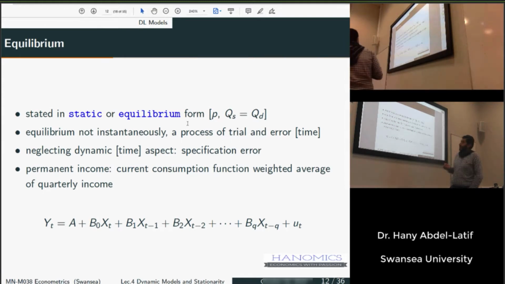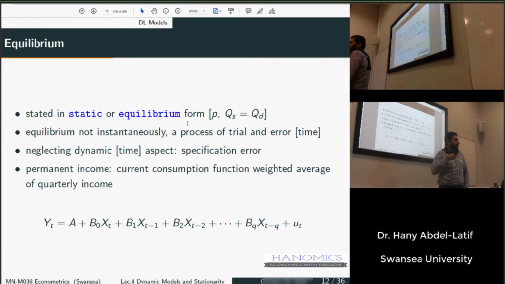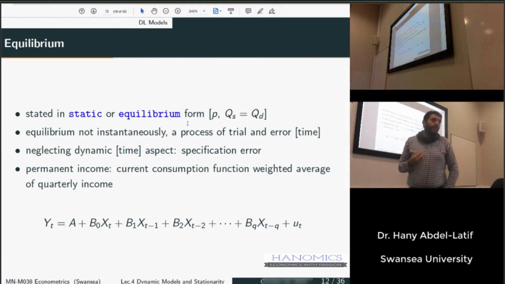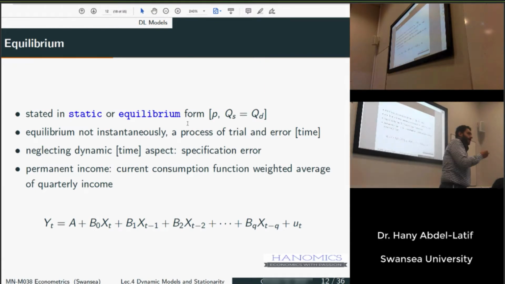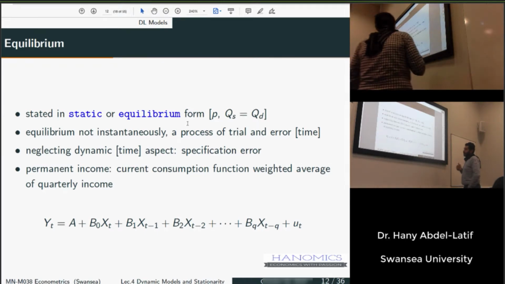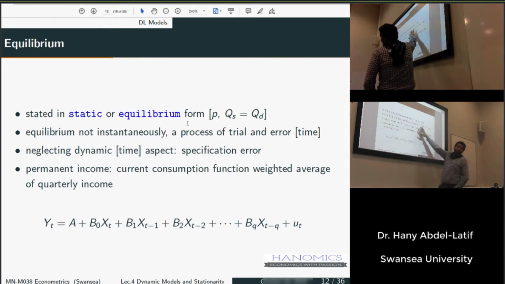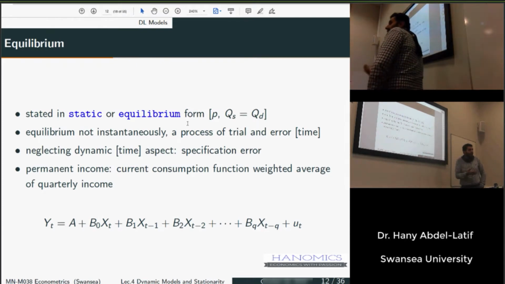And in economics, we usually express equilibrium in a static form, which is not necessarily the case. We always know that the price is set when quantity supplied equals quantity demanded. But this is not the case all the time. Sometimes you have surplus, sometimes you have shortage. So sometimes quantity supplied is greater than quantity demanded, sometimes the other way around. The equilibrium is not going to happen instantaneously, and there will be a sort of process of trial and error, and that will happen over time.